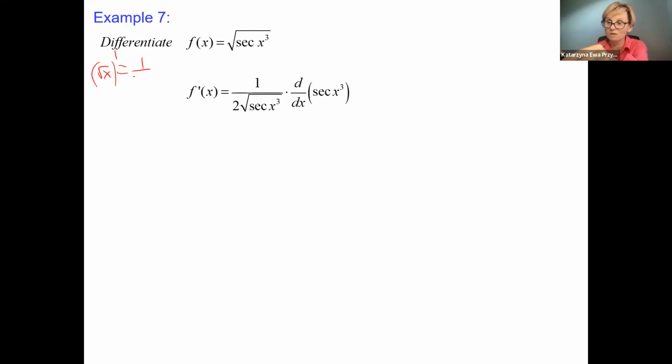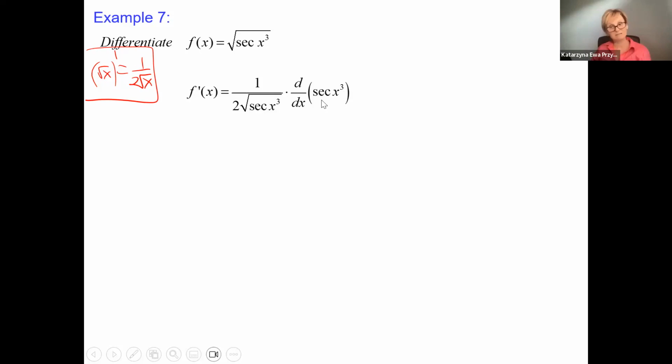And let's look at this one. Square root of secant of x cubed. We have to differentiate the square root, times the derivative of secant, times the derivative of x cubed. And we will follow the chain rule. So let's see. The derivative of square root of x is 1 over 2 square root of x. That means the derivative of the square root is 1 over 2 square root of the identical quantity inside, times the derivative of this inside function. Yeah, that's the chain rule.